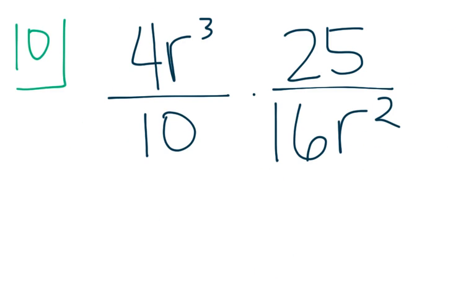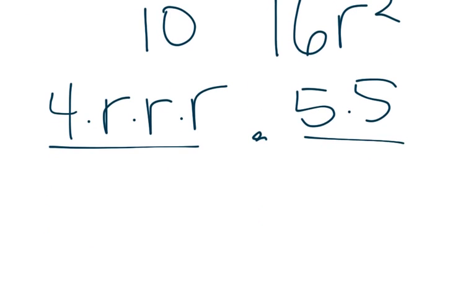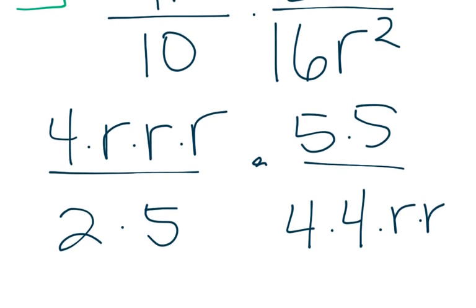Now we have 4r to the third over 10 times 25 over 16r squared. So this 4r to the third we can factor as 4 times r times r times r. This 25 can be 5 times 5, this 10 we can factor to 2 times 5, and this 16 we can factor to 4 times 4 times r because this is 16r squared.